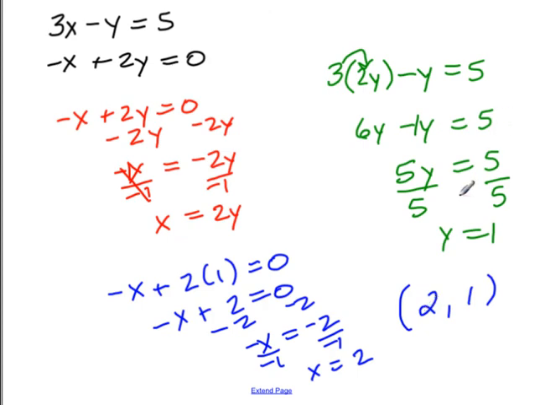Ordered pair. And again, I can substitute that back in. I'll do it real quick here. 3 times 2 minus 1 should equal 5. So we get 6 minus 1, which equals 5. So it checks. So our solution is going to be 2, 1.